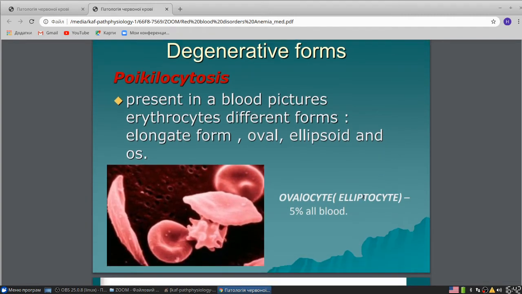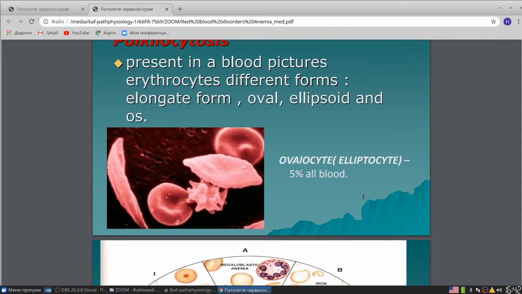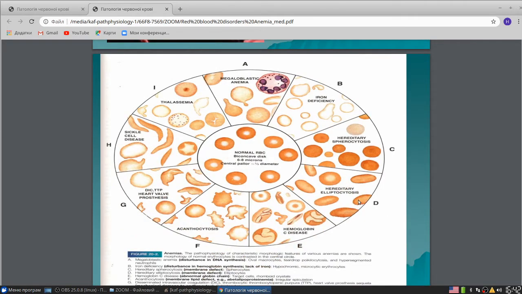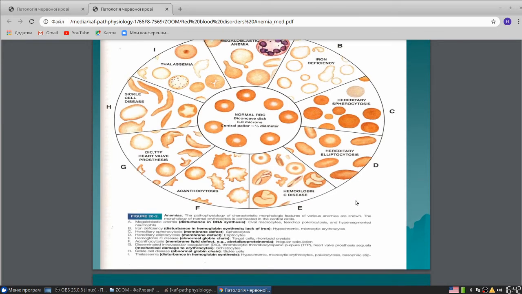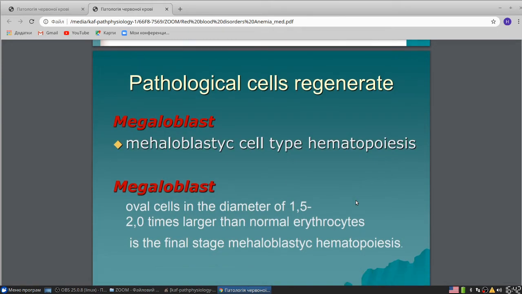In poikilocytosis, different types of erythrocytes are present in the blood picture. It means megaloblastic anemia, iron deficiency anemia, hemolytic anemia may be present. So these cells can characterize different forms of anemia.